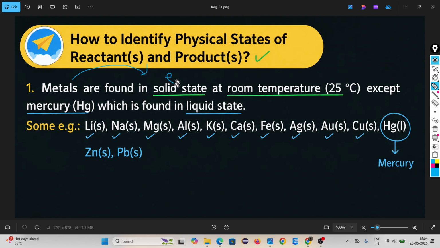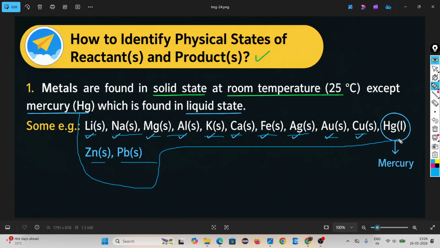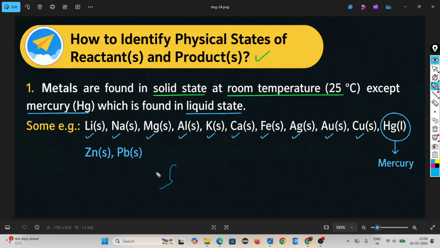Metals are those substances that donate electrons to become positive ions. At room temperature, meaning 25 degrees Celsius, metals are always in a solid state, except one metal, that is mercury. So lithium, sodium, magnesium, aluminum, potassium, calcium, iron, silver, gold, copper, zinc, lead, all are in solid form except mercury. So you have to remember, when a metal is coming, write solid.